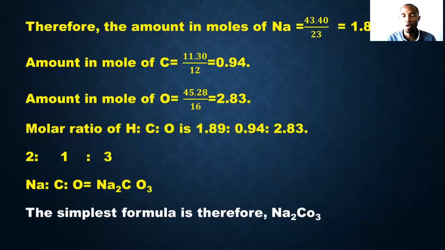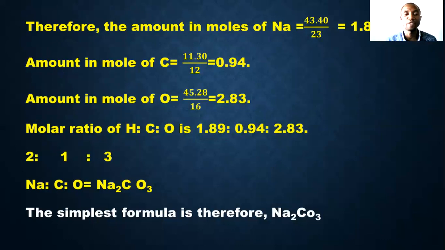When you check the smallest mole, you are going to observe that carbon has 0.94, which is smaller than the 1.89 of sodium. So you divide through: 1.89 divided by 0.94 for sodium, 0.94 divided by itself, and 2.83 divided by 0.94. So you use the smallest number of moles to divide all of them.